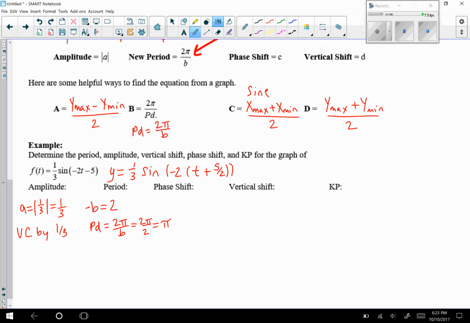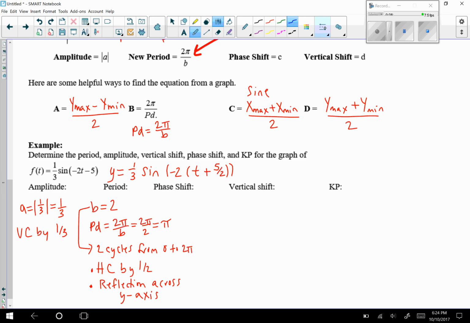And I'm going to make a note that this means we have 2 cycles from 0 to 2 pi. So that is a horizontal compression by 1/2, and we learned that in the last chapter. And we also, that negative is a reflection across the y-axis.